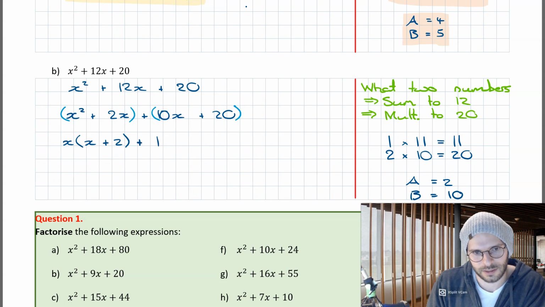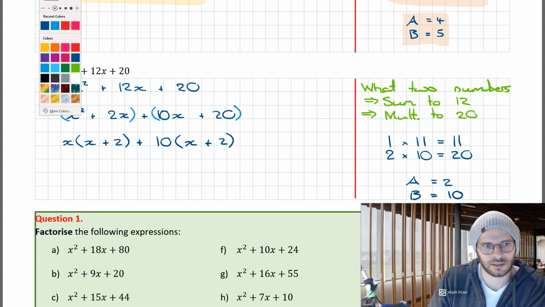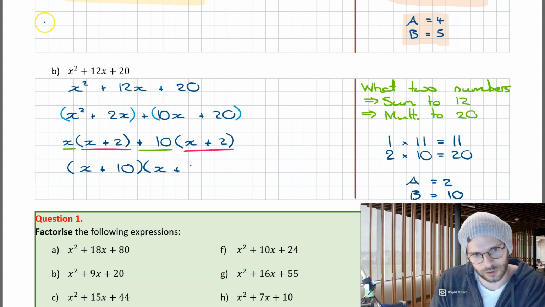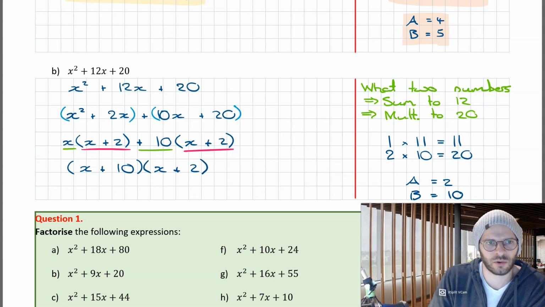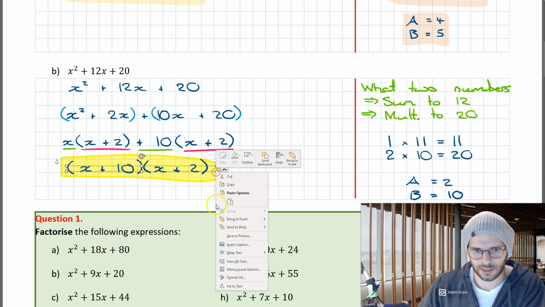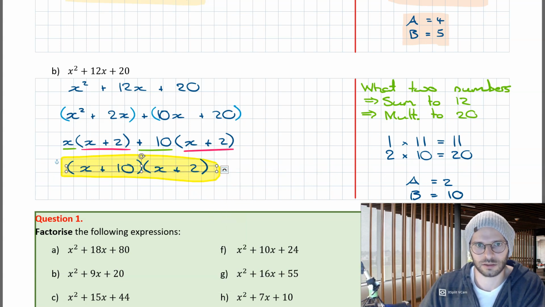The common factor here is 10, x plus 2. I can see that x plus 2 is common, so I can say x plus 10 multiplied by x plus 2. If you write it around the other way, it doesn't actually matter either, it's the same thing. Order in multiplication does not matter. So our factorized form is x plus 10, x plus 2.